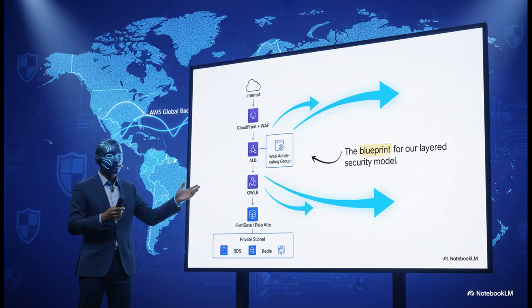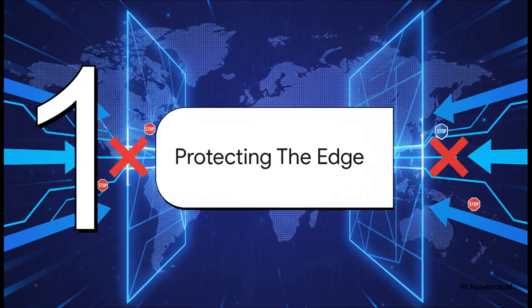Okay, let's dive right into this. This is the architecture we're going to be dissecting today. We're going to follow the complete journey of a request, starting from the public internet, and trace its path all the way through these multiple security layers until it safely arrives at your private backend services. Our journey begins at the very outermost layer.